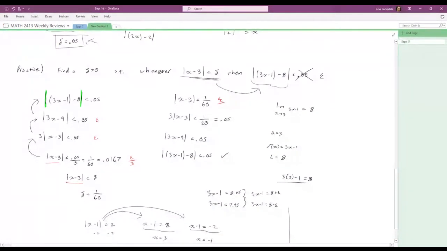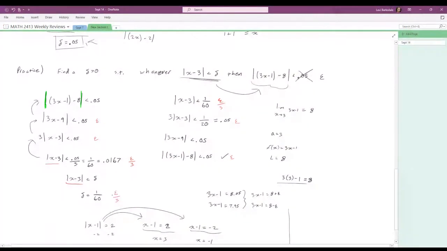This would be less than epsilon over 3. So then 3 times each side would be less than epsilon. And again, it would all be less than epsilon in the end. So yeah, if they didn't give you a specific epsilon, you would have to find delta in terms of epsilon. And you could say that delta is equal to epsilon over 3.